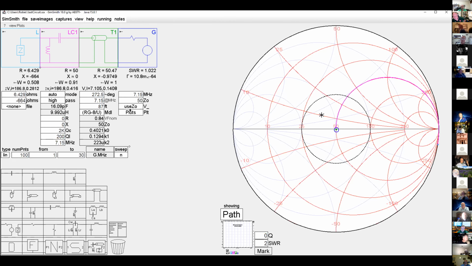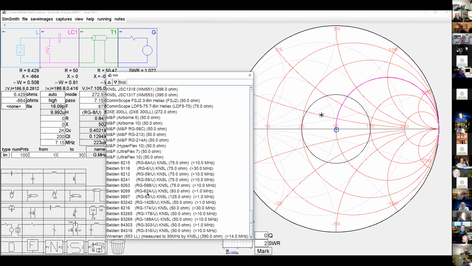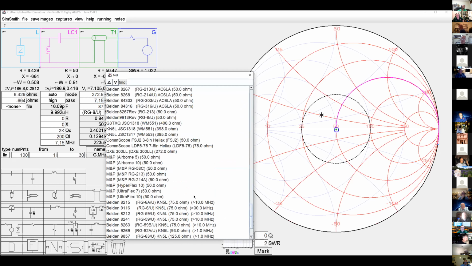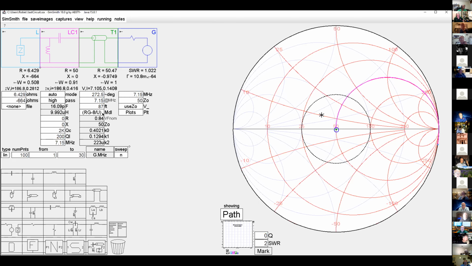Now, a couple other things along that line. I showed you the transmission lines. There's a scad of them in here. There are also ways to input your own if you make your own measurements and you have the data to put in. But this is a really wide selection of transmission lines, and there are more that are available, I'm sure.